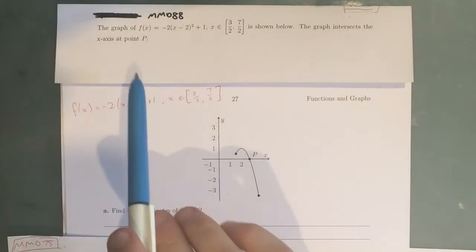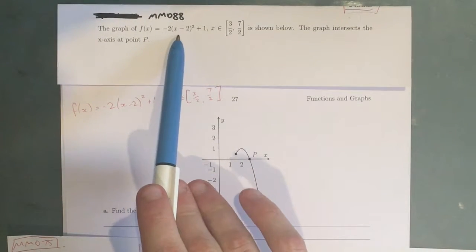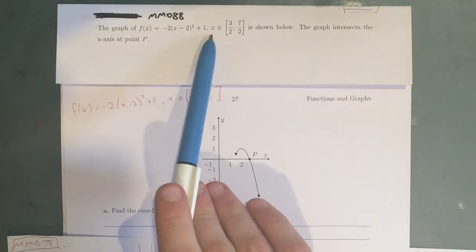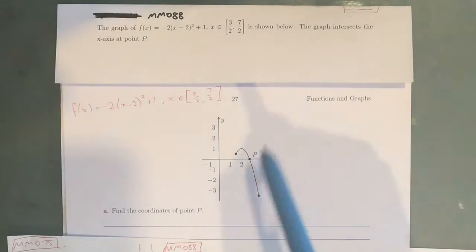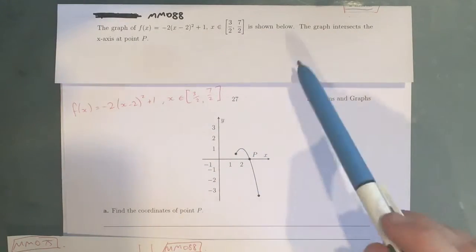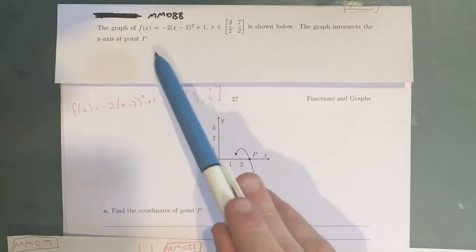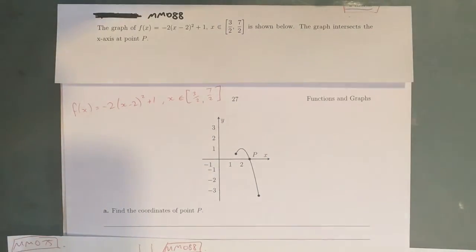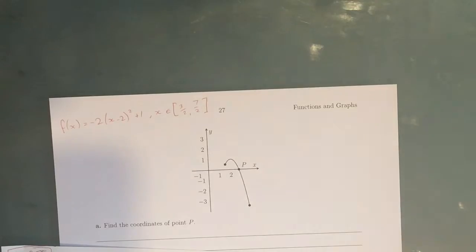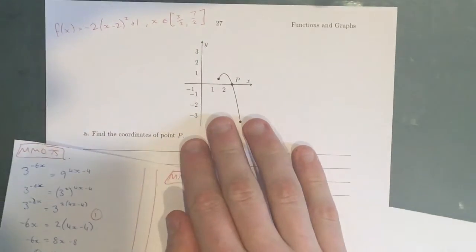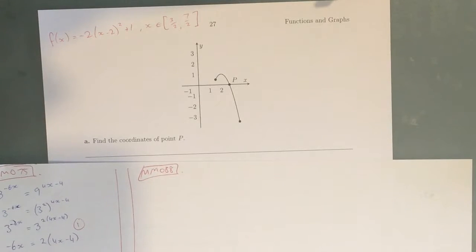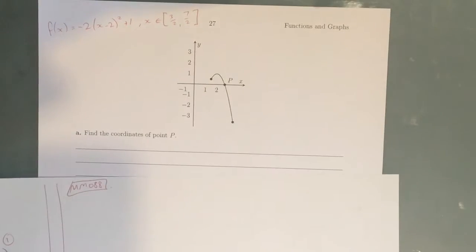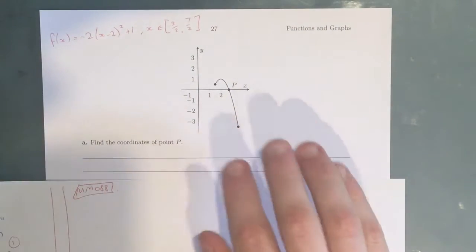So we've got a graph f of x equals -2 times (x take 2) squared plus 1, where x is an element between 3 on 2 and 7 on 2. And the graph is shown below here. The graph intersects the x-axis at point P. Cool, so I'm just going to remove this bit of paper here so that we can work properly. And we've got this section here. All right, and what the question wants us to do first is find the coordinates of point P.